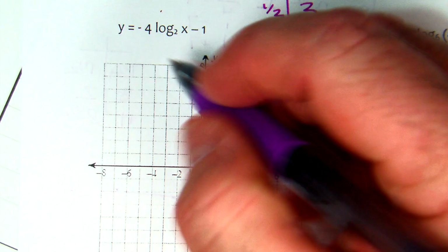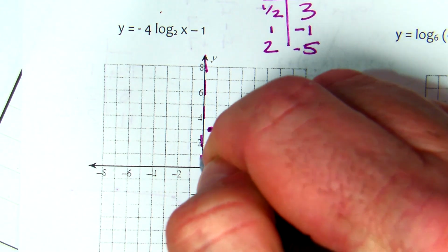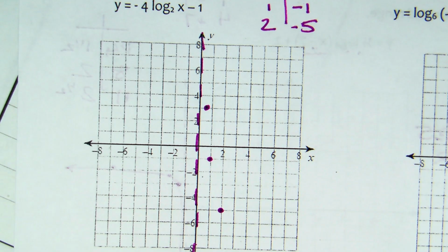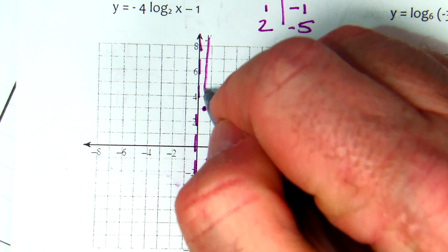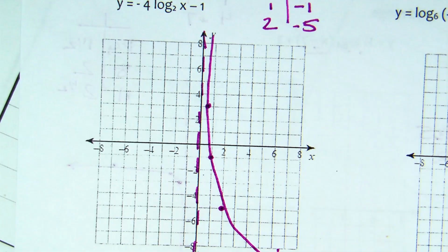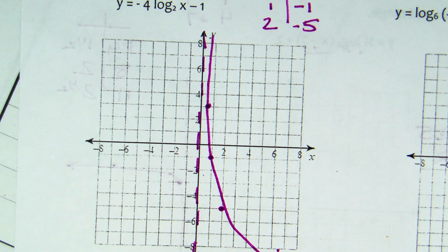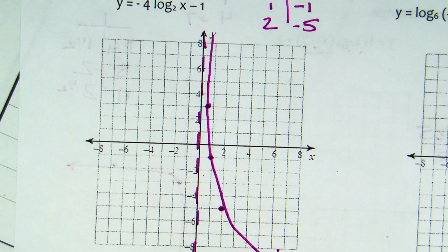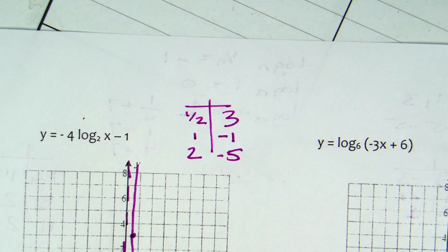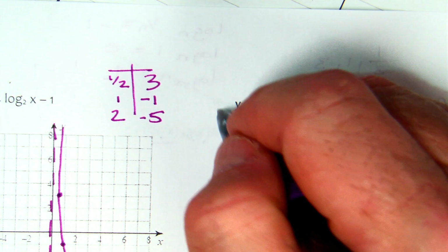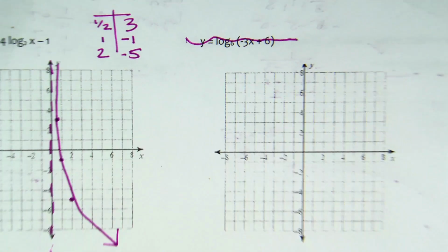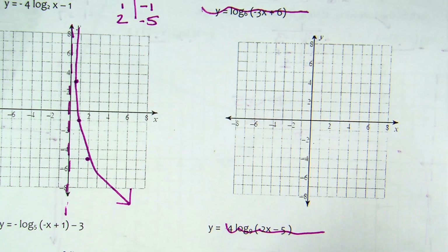Now, because there are no parentheses, my asymptote is the y-axis. It's kind of hard to see, but that's generally the shape of your graph. It's just a curve. Don't worry about this one, it won't show up again.